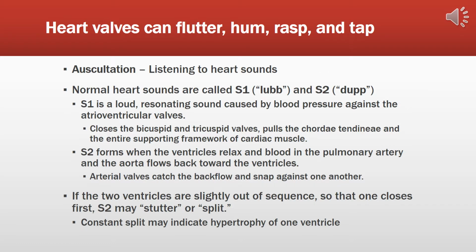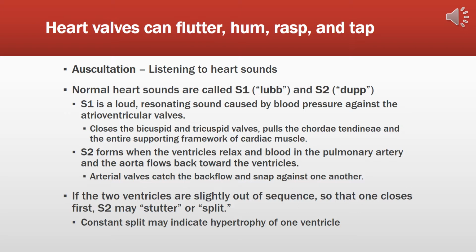Continuing from the last slide, auscultation means to listen to heart sounds. It actually means to listen to any type of organ sounds in the body, but for the purpose of this chapter, we're just going to say that we're listening to the sounds that the heart makes. So the sounds that the heart normally makes are called S1 and S2, or lub and dub, because that's the sound that is made.